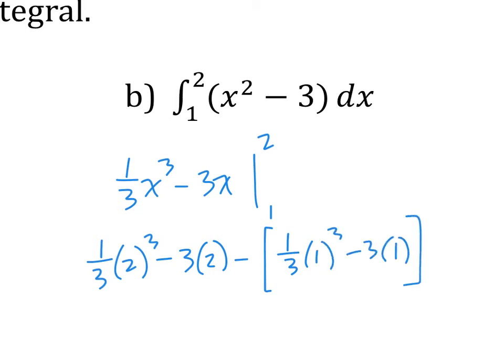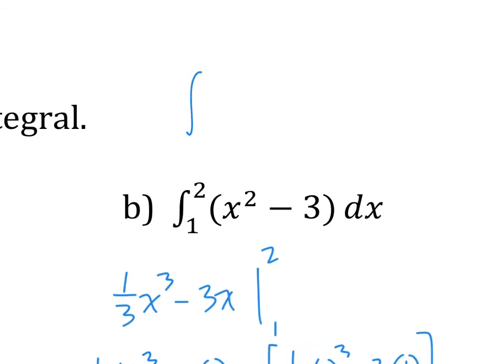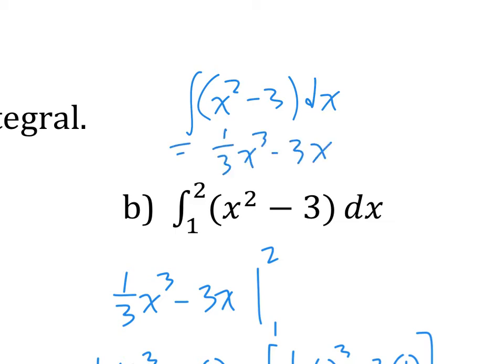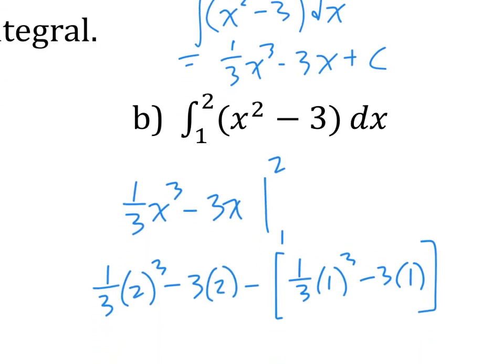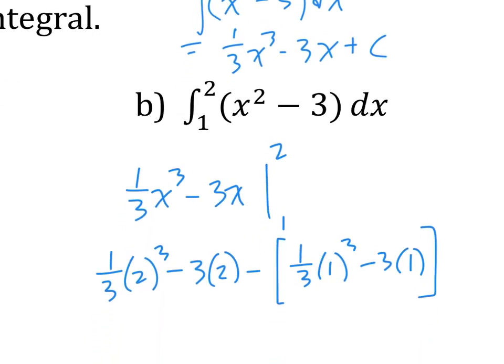All right, question. Why isn't there a C? When you have a C, you only have a C when there is no limit. So if you just have x squared minus 3 dx, you would have 1/3 x cubed minus 3x plus c, because you don't know what the initial value is. Okay. However, when you apply FTC part 1, you actually ignore that c altogether because you could go straight to this part. Got it. Yeah.